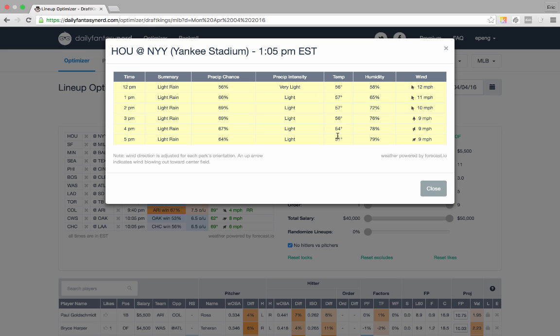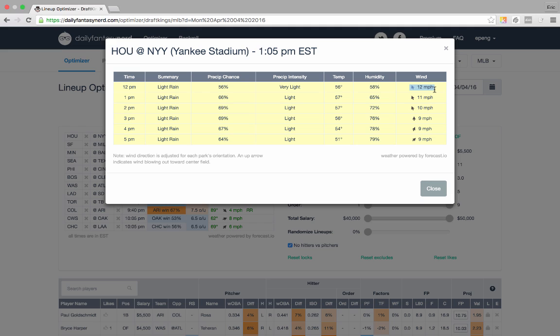Over here, temperature is very important in baseball because the hotter the temperature is, the further the ball is going to travel. Air density decreases at higher temperatures, which means less air resistance, which essentially means that the ball travels further. Humidity has a similar impact, and wind is very important as well in certain stadiums. Not all stadiums, but certain stadiums will be very conducive to high winds, causing balls to get hit out further.